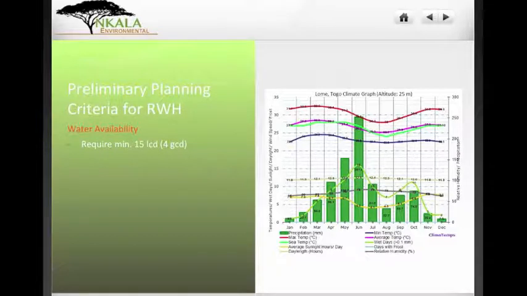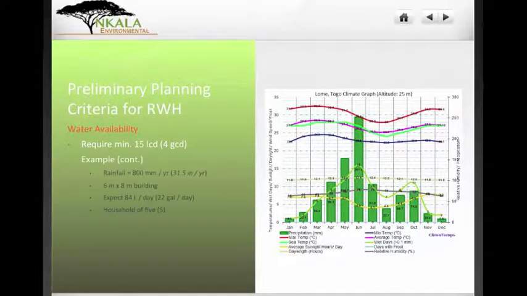So here is a value that we have, the minimum requirement of water for a person, about 15 liters per capita per day. So that's 15 liters per person per day, which equates to about 4 gallons per person per day. So we take that as the minimum amount of water that a person needs to meet their needs. All right. So minimum 15 liters per day, or 4 gallons per day per person.